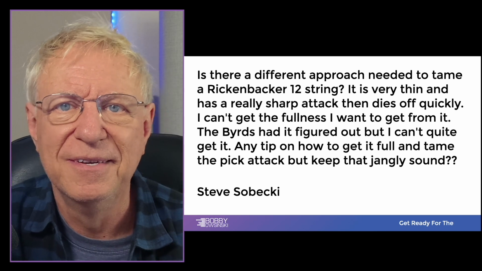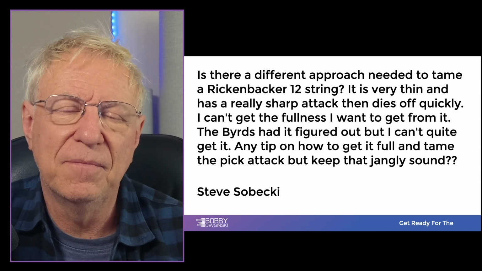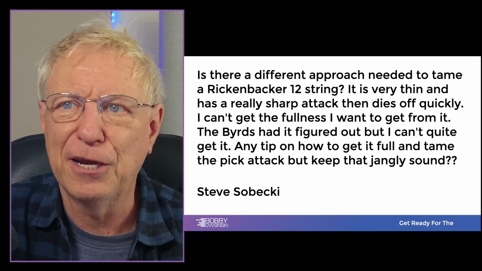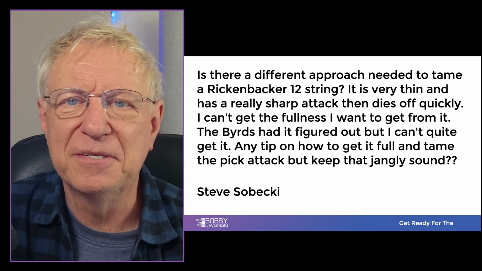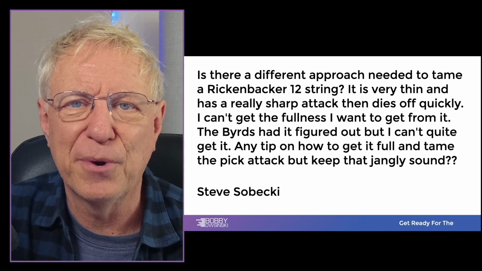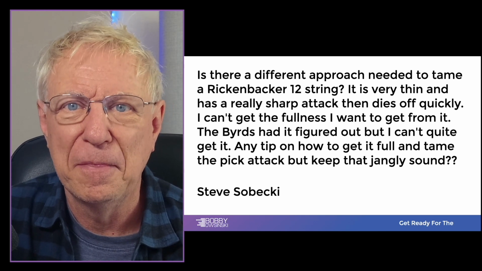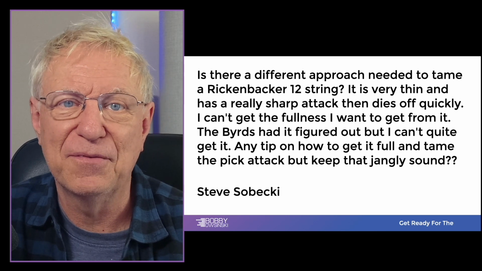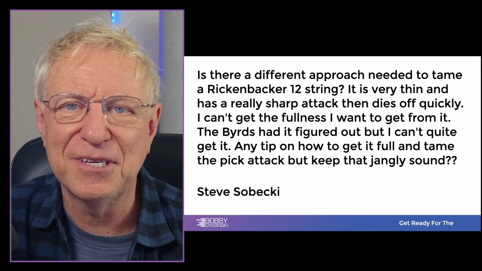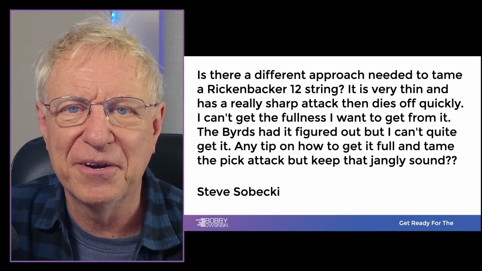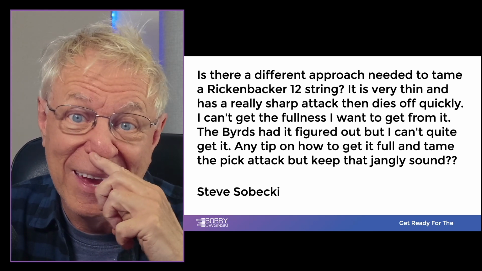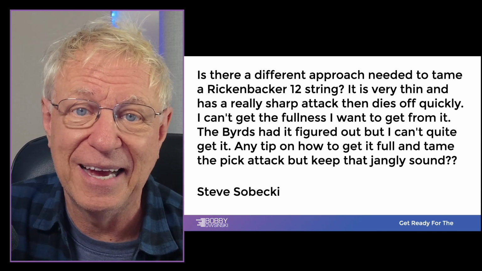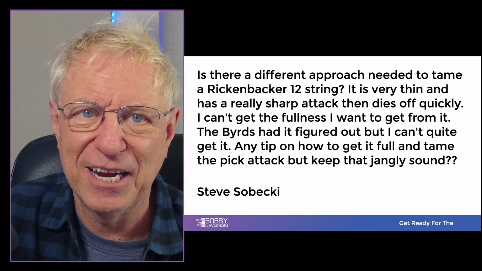From Steve. I love this question. This might not seem like a compression question, but it really is, and that's why I put it in here. Is there a different approach needed to tame a Rickenbacker 12-string? It's very thin, has a real sharp attack and it dies off quickly. I can't get the fullness I want from it. The Byrds had it figured out, but I can't quite get it. Any tip on how to get it full and tame the pick attack, but keep that jangly sound?